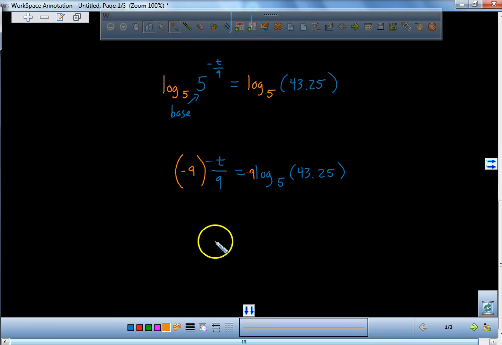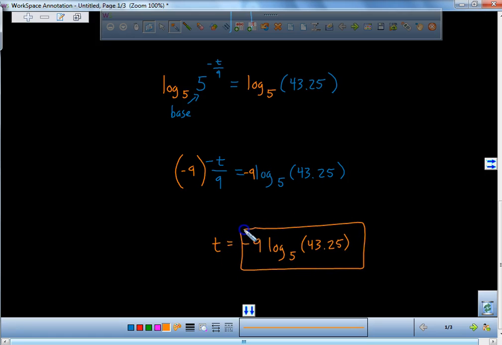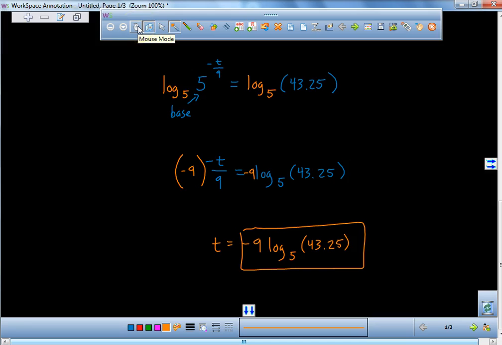That doesn't look very nice, but our answer is t equals negative 9 log base 5 of 43.25. This is our exact answer, not the approximate value, but that's our exact answer. And so that's the answer I'm going to be looking for when I go to the Khan Academy.